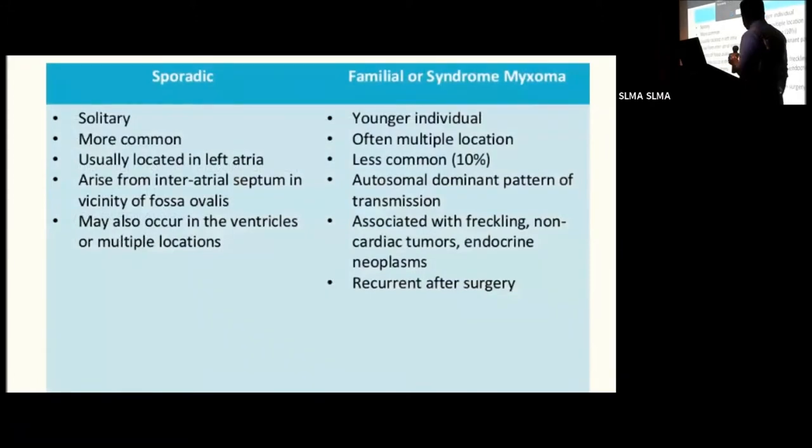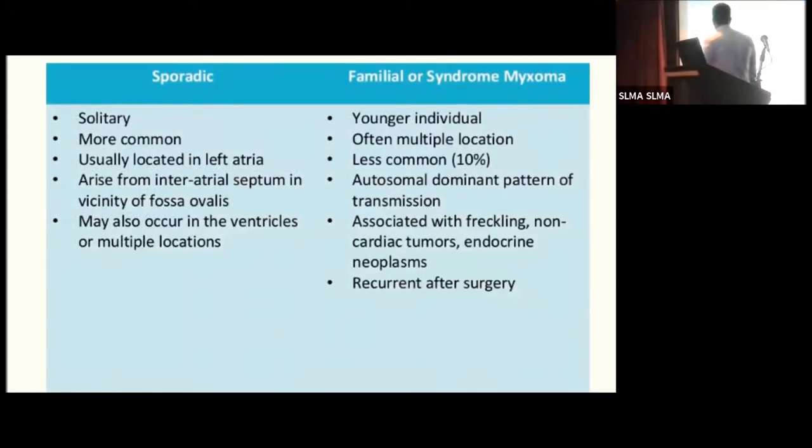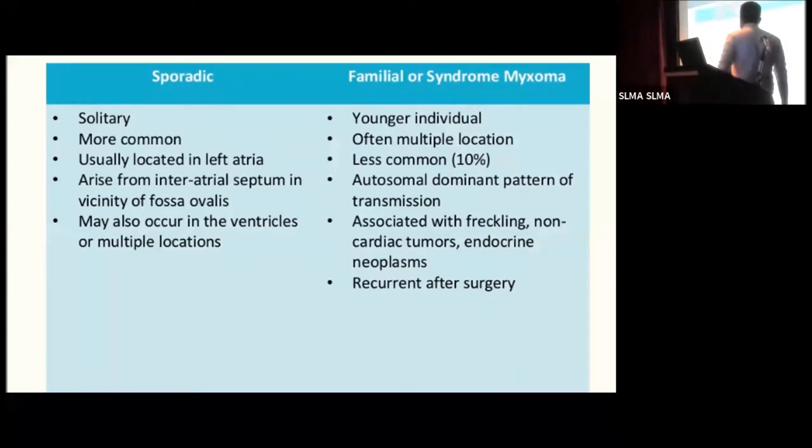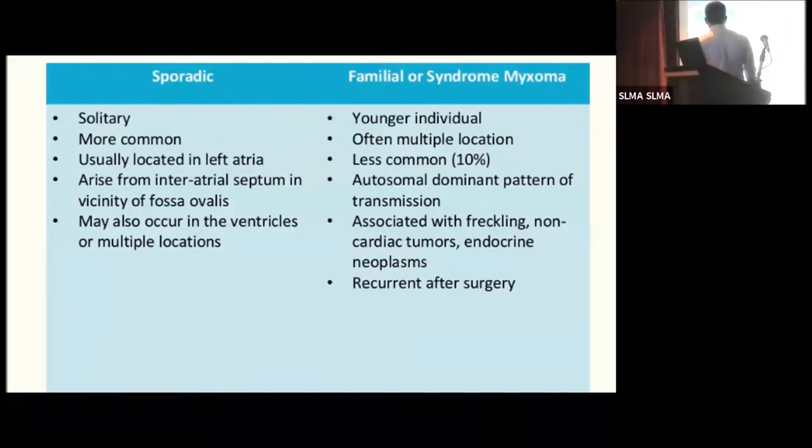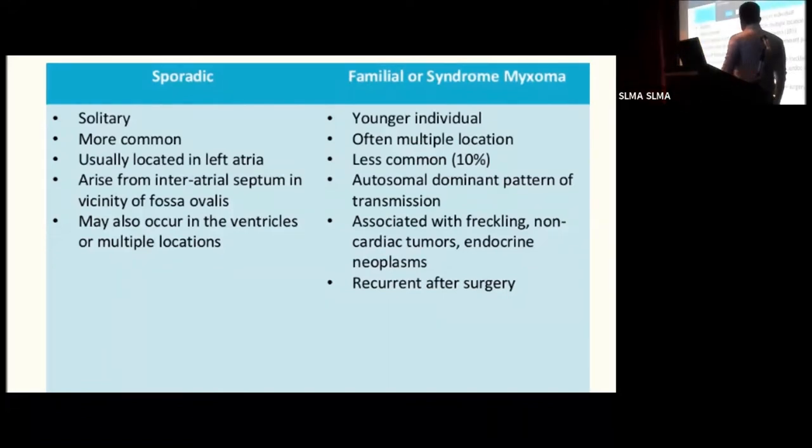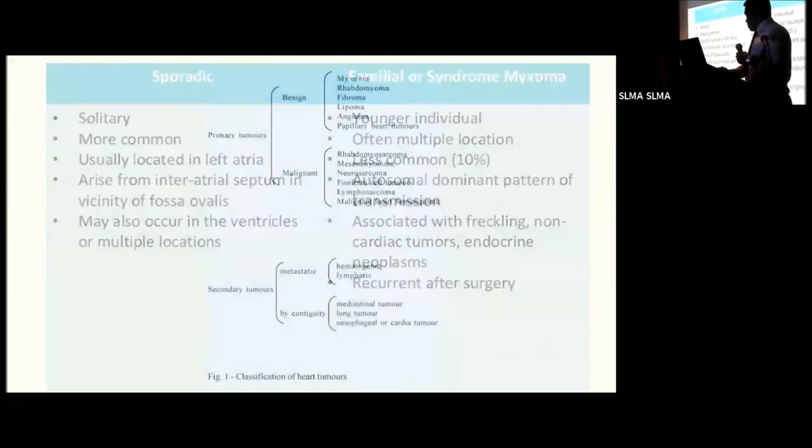So, differences between the sporadic and the familial myxoma. Sporadic ones tend to be solitary, more common, like 80 to 90% of cases, usually located in the left atrium, arising from the fossa we have talked about, and may also occur in the ventricles or multiple locations. Familial cases are more in young individuals, often multiple locations, less common. Autosomal dominant, associated with certain other symptoms, as we'll talk about. And recurrence after surgery is common in the familial form.